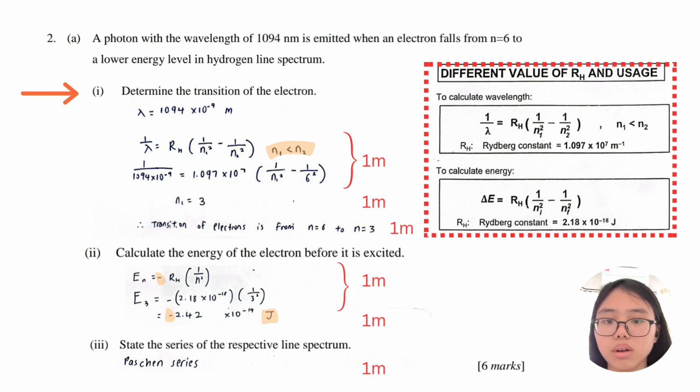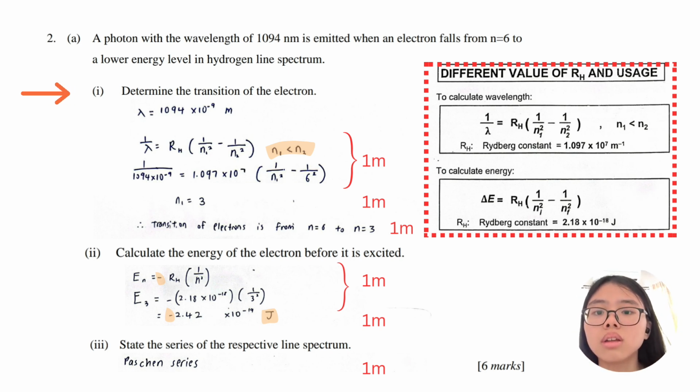There are different values of RH and its usage. If we want to calculate wavelength, we will use the first formula. If we want to calculate energy, we will use the second formula.